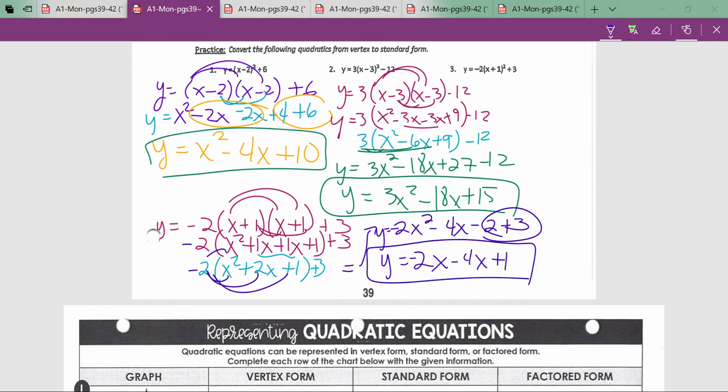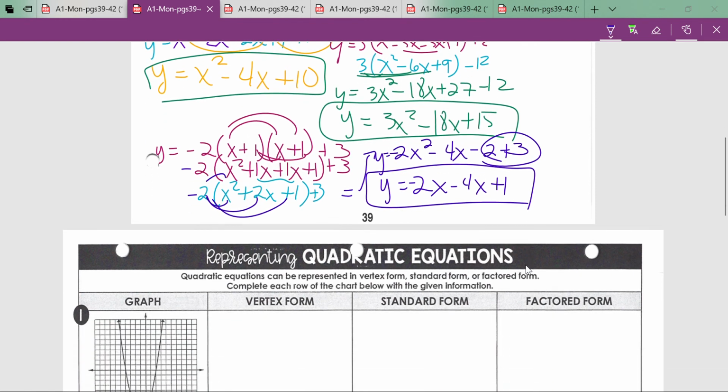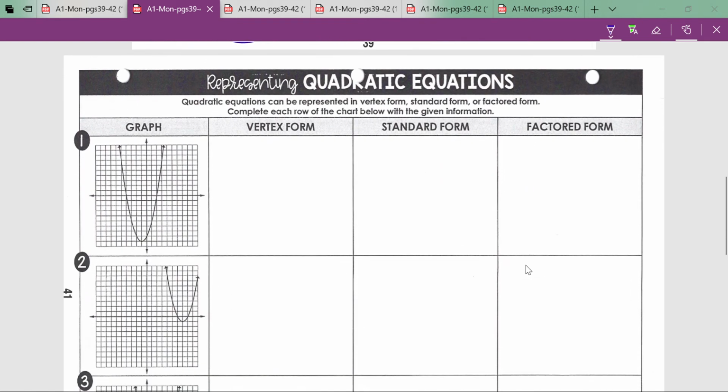All right, again, if you want to check your answer, you check by graphing. Graph this, and graph your answer. If it graphs on top, you know that's correct. All right, our assignment is going to be page 41, 42.